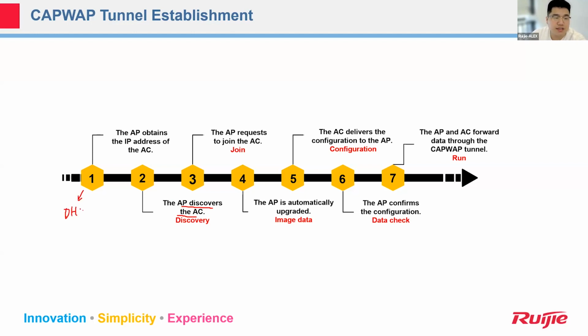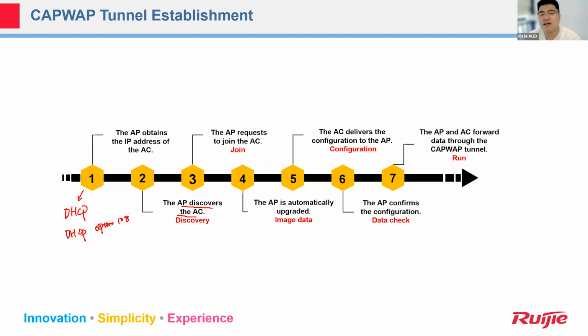What we use is DHCP, right? The APs firstly should get their own IP address. So on the network, there must be a DHCP server. And the DHCP server could be the core switch, or maybe even the AC, right? And after getting their own IP address, APs should know the IP address of the AC. And this is established based on DHCP option 138.